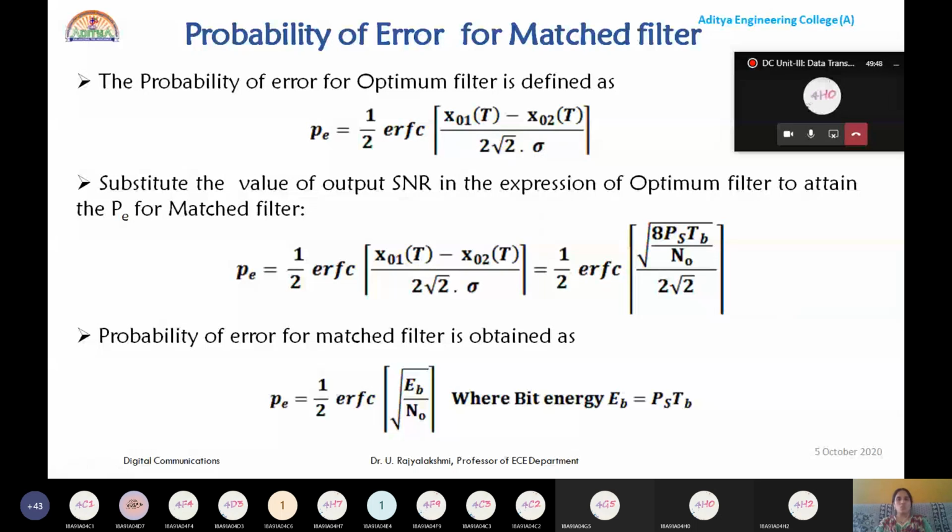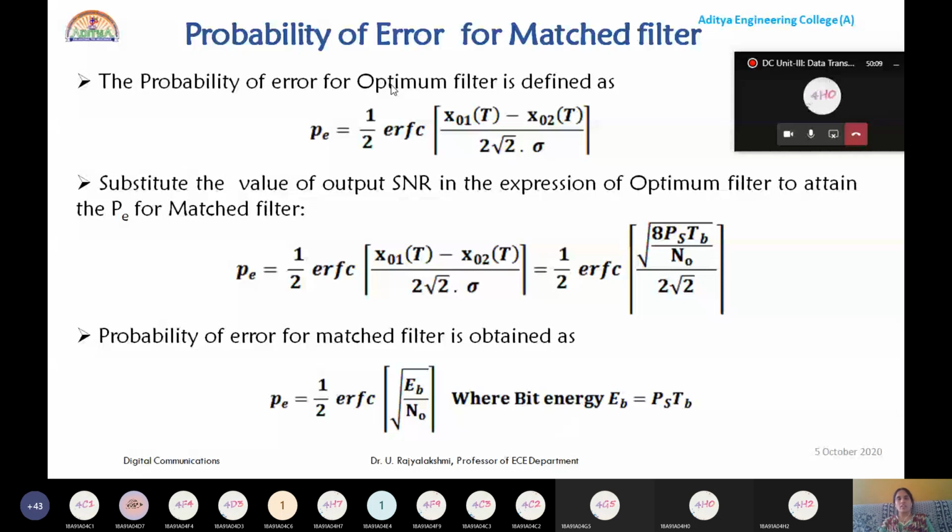So is this okay to everyone? We'll follow the same procedure. How did we do it? We considered the probability of optimum filter and then we calculated x01 of t minus x02 of t divided by sigma whole square. That is nothing but rho max. We calculated that using Parseval's theorem. We used the same expression for optimum filter.